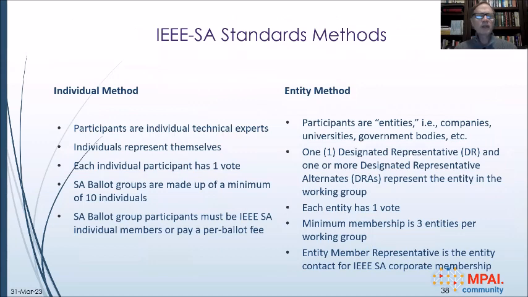With regard to the types of IEEE standards, there's the individual method, and this is one where you have one vote, one individual, and the other is the entity-based, where you have one company, one vote, and we are pursuing the entity-based process with the IEEE at this point and working with the corporate advisory group within the IEEE Standards Association. Next slide, please.